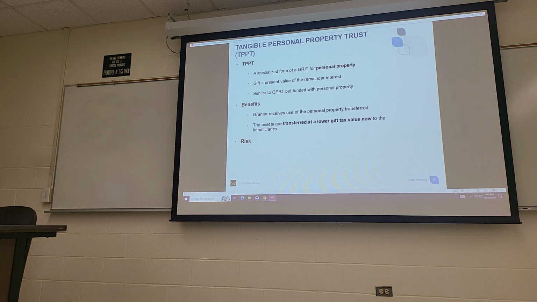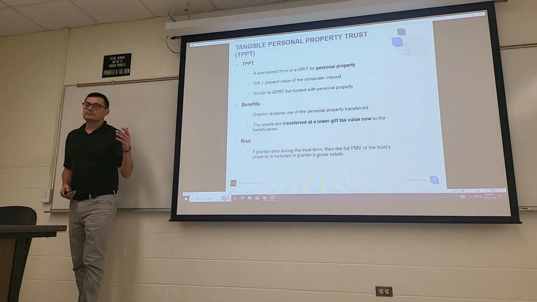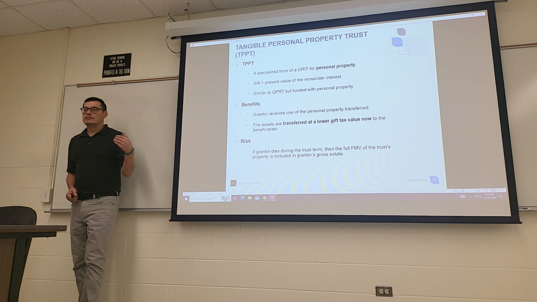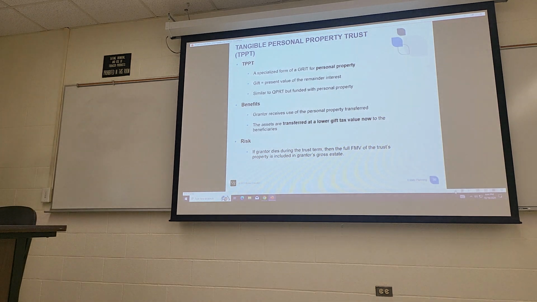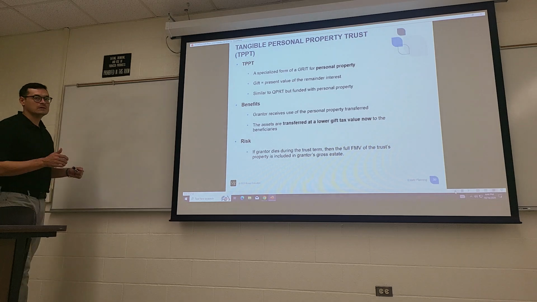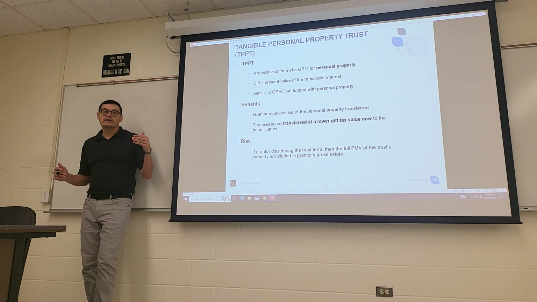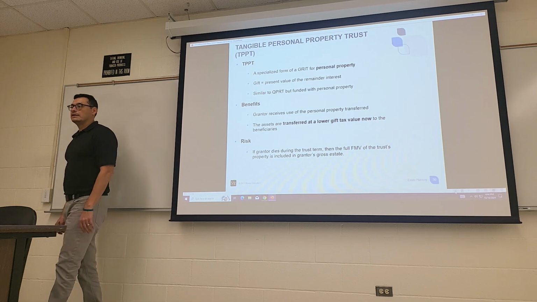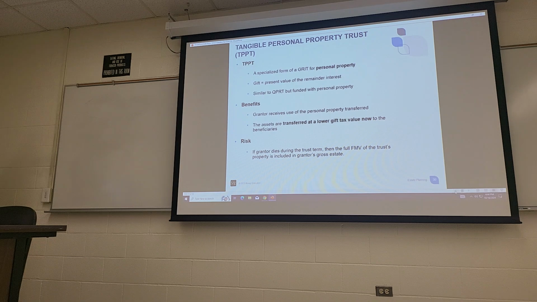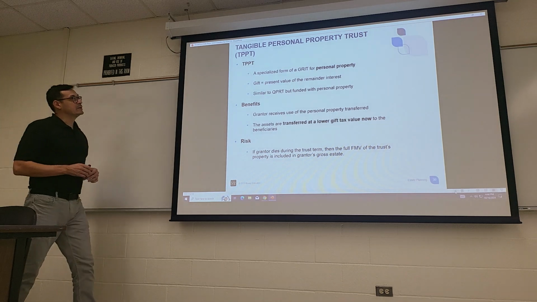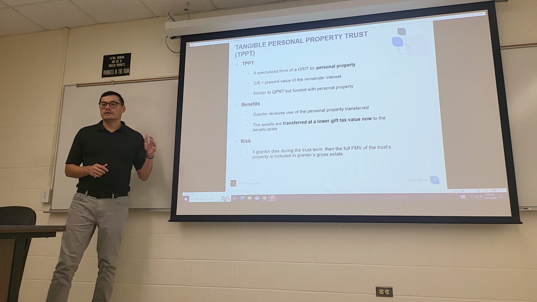All right, same thing for tangible personal property. Instead of a personal residence, it's just personal property that you retain the right to use. Maybe this is jewels, maybe it's a nice Ferrari, a '69 Ferrari, whatever it is. So these are just particular types of GRITs.